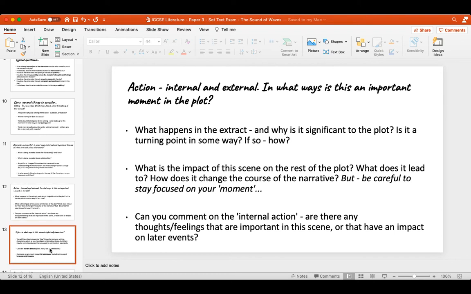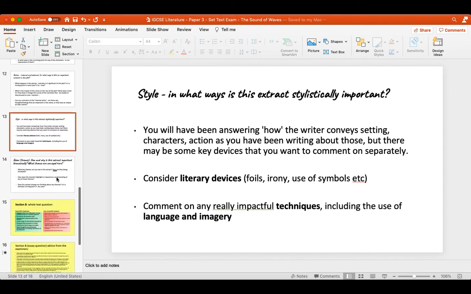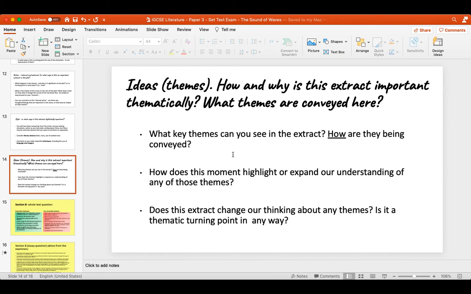And very importantly, think about the style. Think about literary devices. Think about techniques. Think about language. Think about imagery, symbols, irony, foils. We spent a lot of time analysing these things in class. And then think about the key themes.